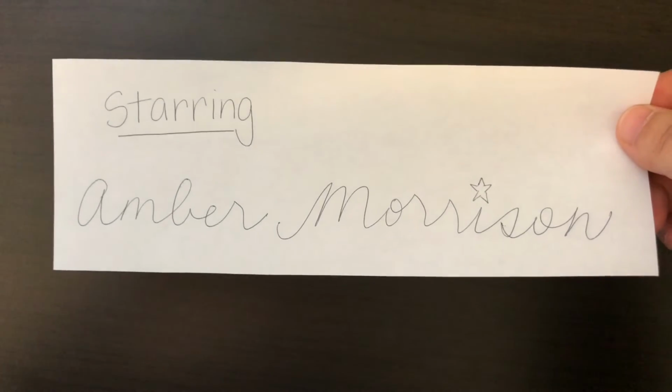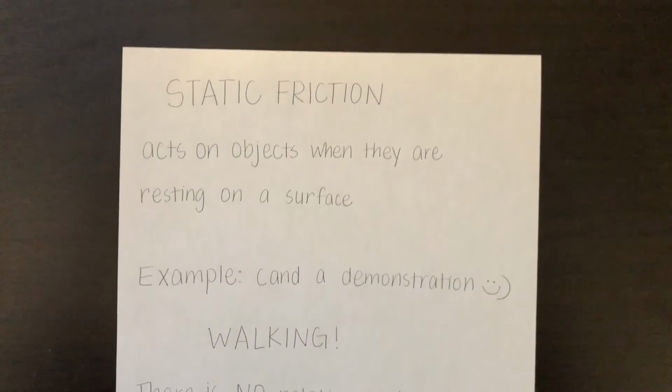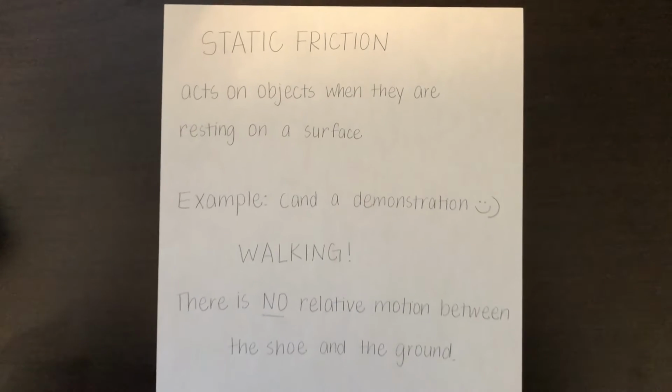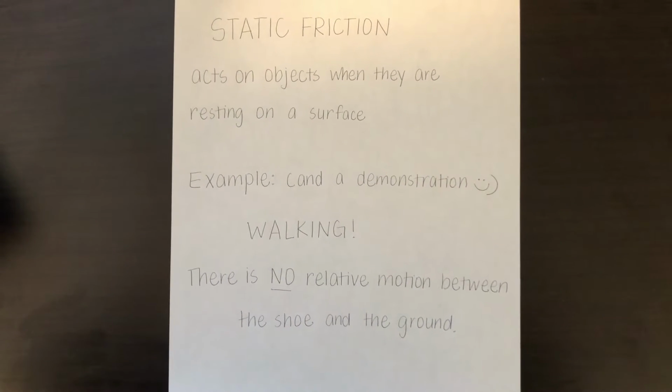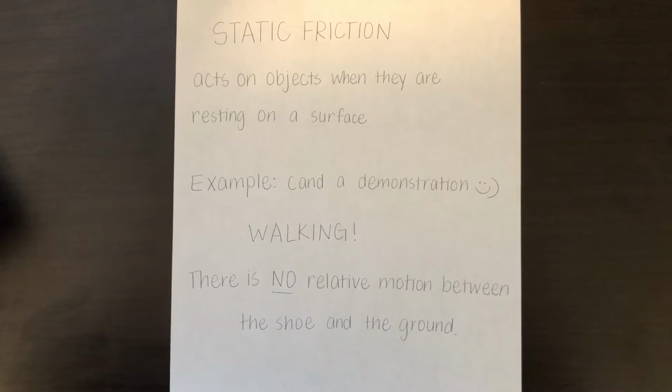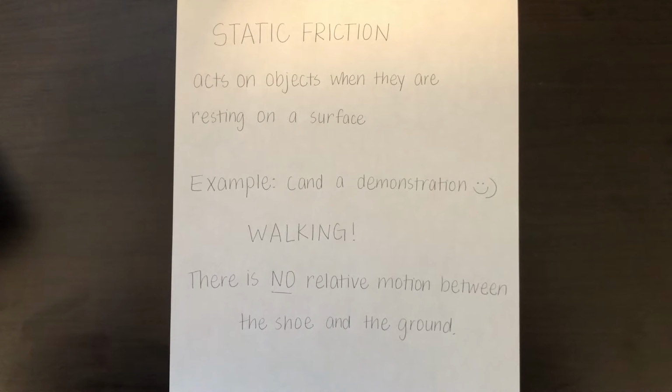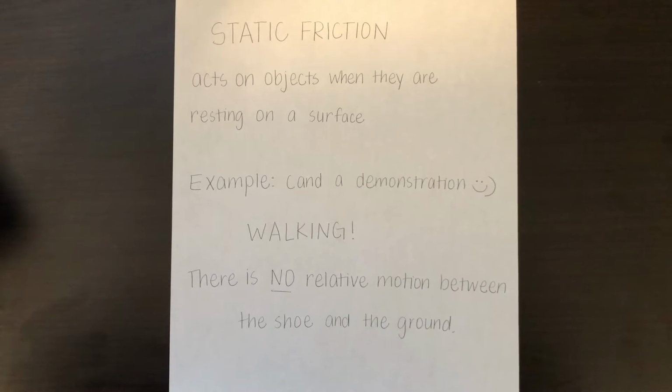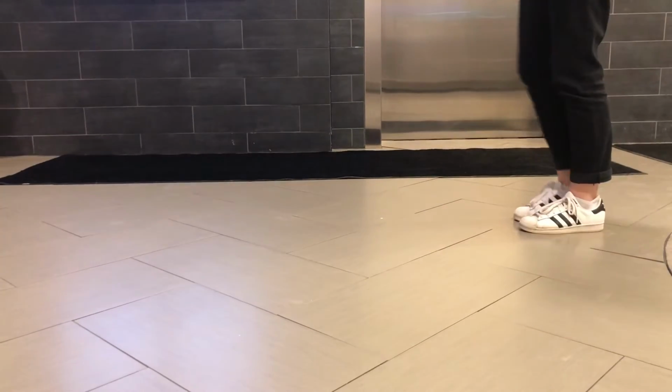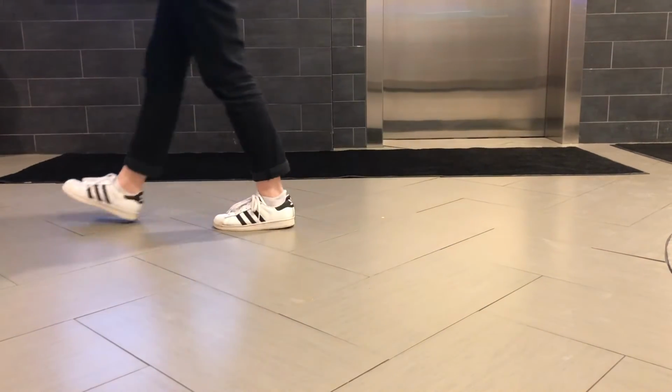In this next part of the video, we'll have some more demonstrations starring my good friend Amber Morrison. The first type of friction we'll be looking at is static friction. Static friction acts on objects when they are resting on a surface. An example of this is walking. Walking is an example of static friction because there is no relative motion between the shoe and the ground. Without static friction, Amber would be slipping and sliding, making it more difficult to walk.